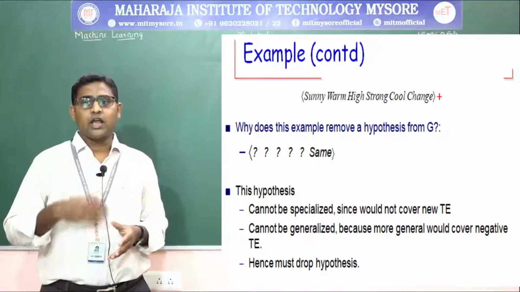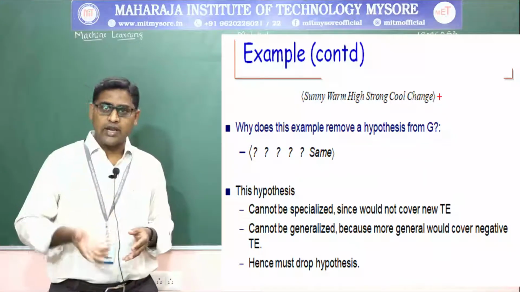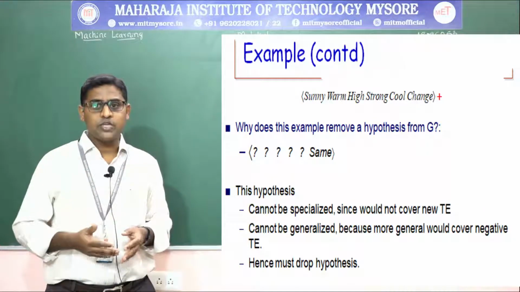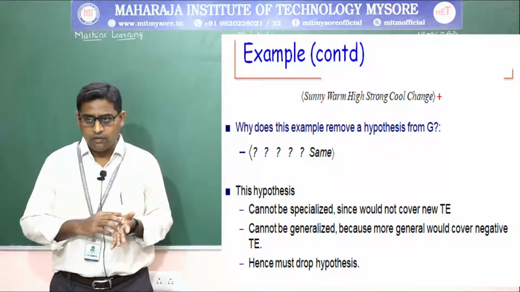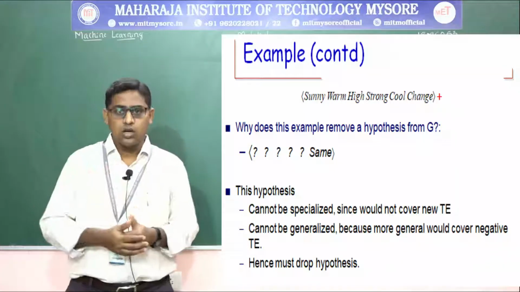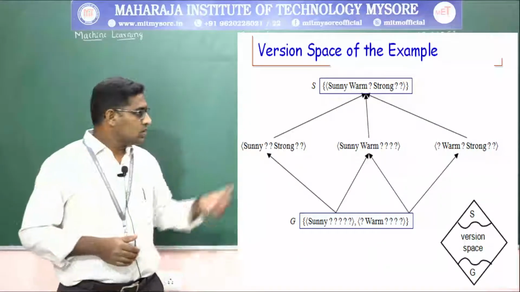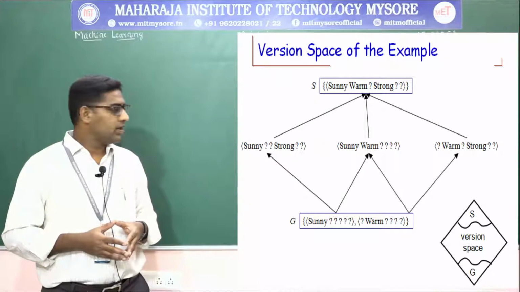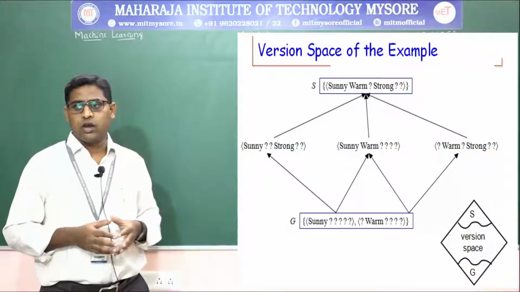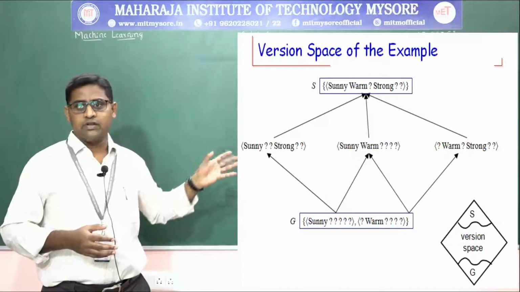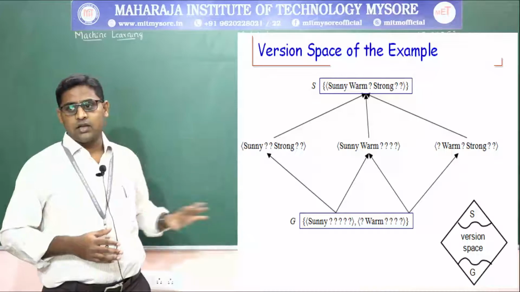And one more thing is, it cannot be generalized further, because more generalization would cover all the negative examples also. Hence we must drop this hypothesis, if it is not covering new training examples, and if it is not covering negative examples because of more generalization. Now if we take the version space, on the right hand side corner you can check that the specific hypothesis and the generalization are there, and in between the version space exists. Already we have discussed this example, like version space is the subset between specific values and generalization.